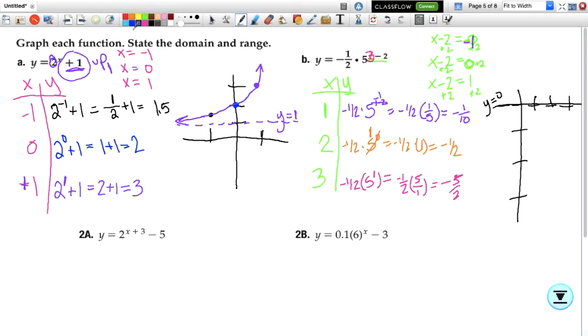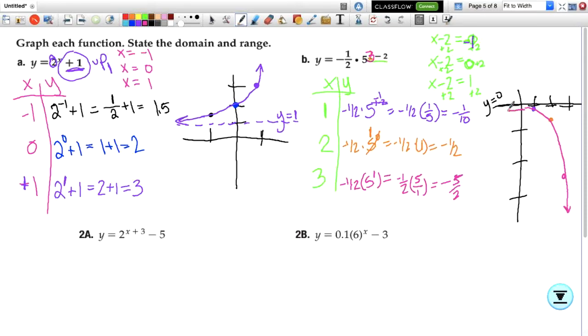So now I'm ready to plot my 3 points. I'm going to go over 1 on the x, and I'm going to go down 1/10, which, I mean, 1/10 is like really close. It's 0.1, right? 1 divided by 10 is 0.1. Next, I'm going to go over to 2 and down half a box. So over to 2, down to half. Then I'm going to go over to 3 and then down 2.5 boxes. So over to 3, down 1, 2 and a half. That changed very quickly. And there we go.